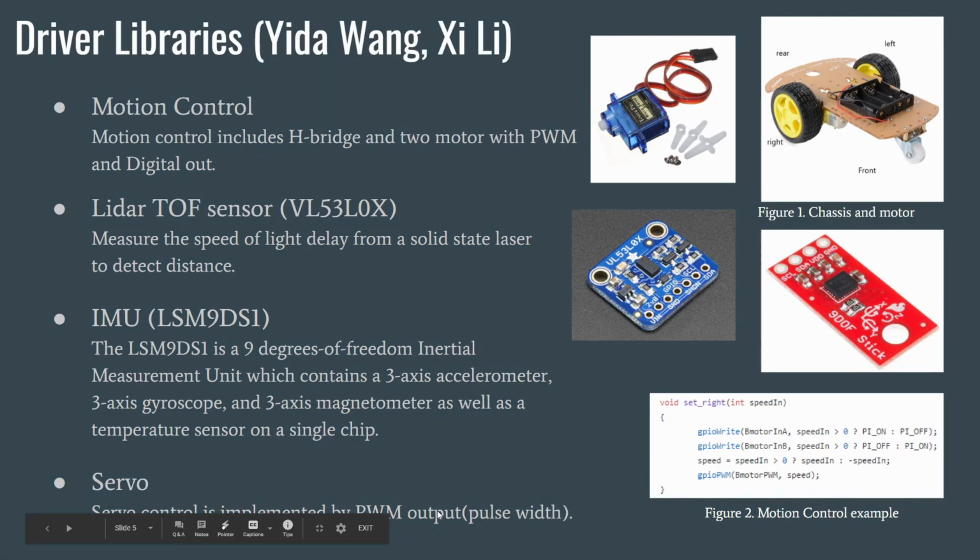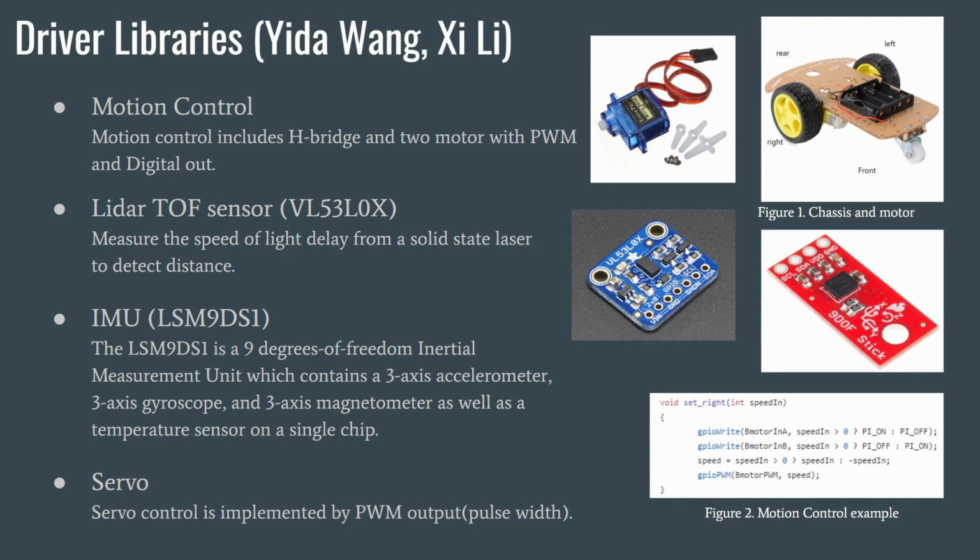The driver library also includes two other parts, which are motion control and servo. The motion control includes an H-bridge and two motors, which are controlled by PWM and digital output signals. The H-bridge enables the motor to rotate clockwise and counterclockwise. Since we have two motors, there are 4 combinations, so we're able to build 4 functions to let the chassis move forward, backward, to the left, and to the right. An example of one of the functions is shown on the lower right corner, Figure 2, motion control example.